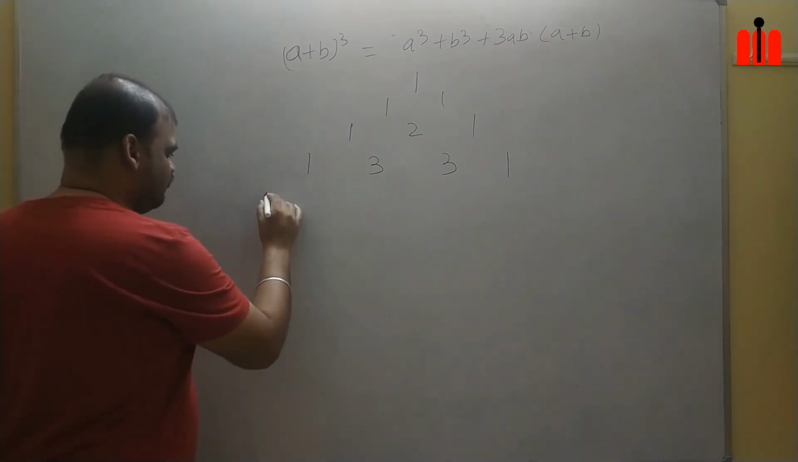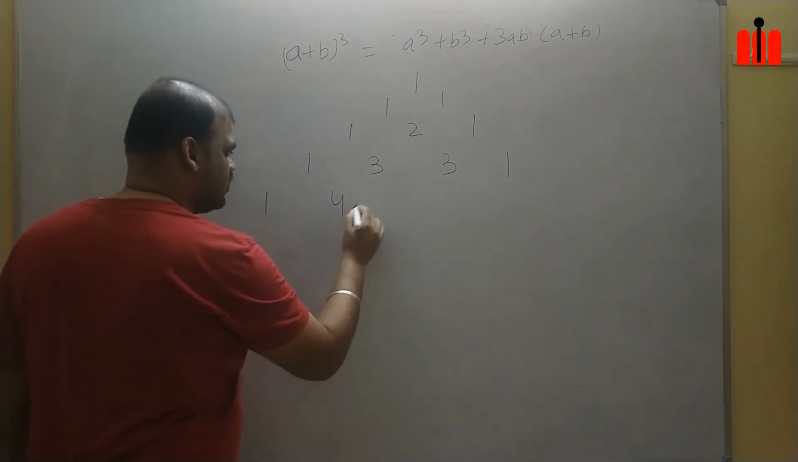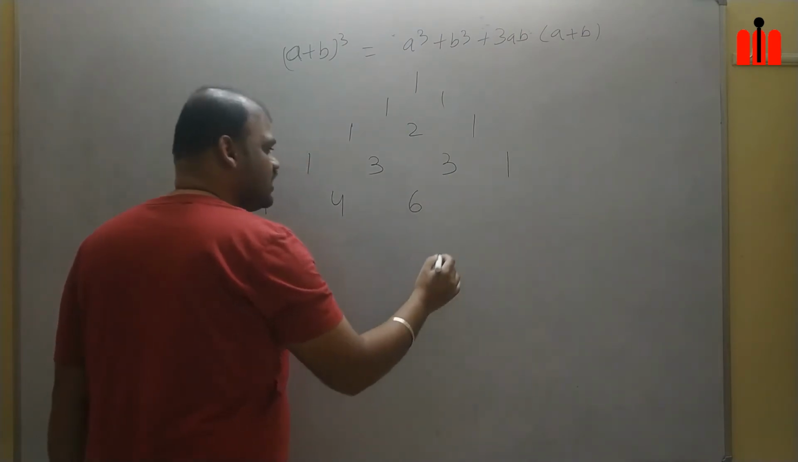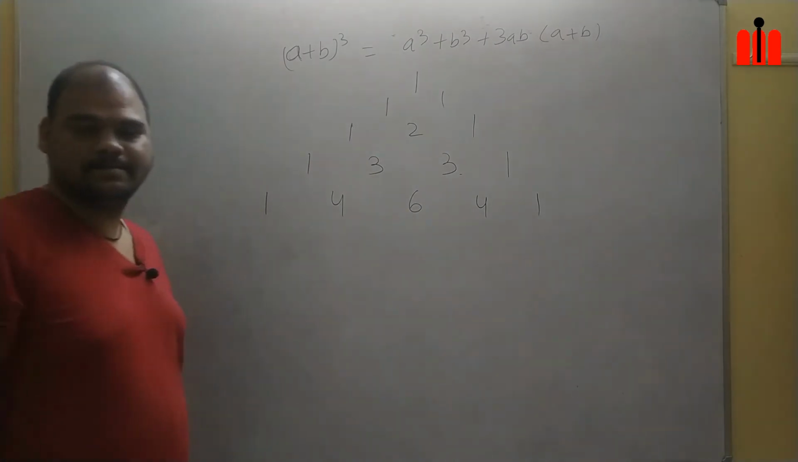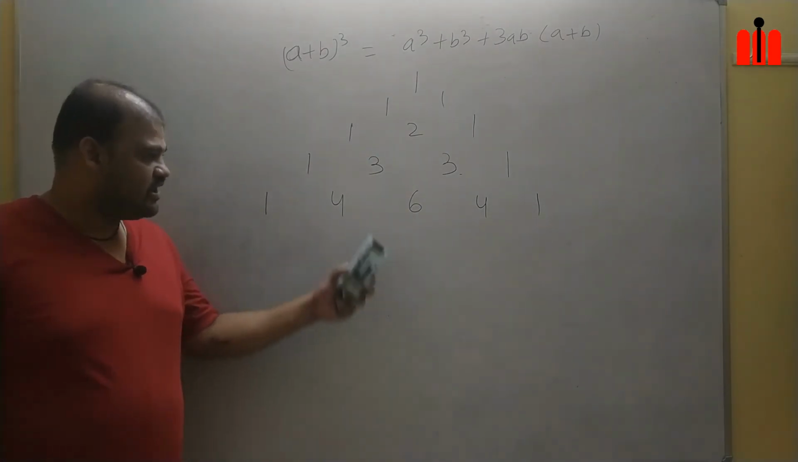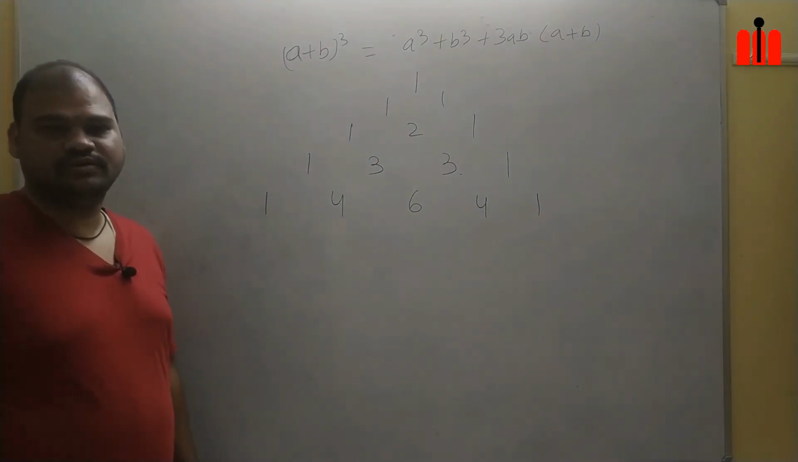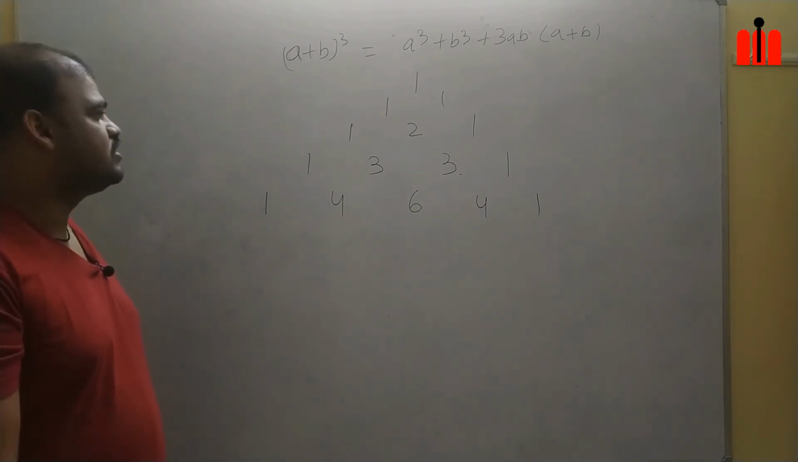After that 1 plus 3 is 4, 3 plus 3 is 6, and 3 plus 1 is 4, after that it is 1. Are you getting it? And this will go on.